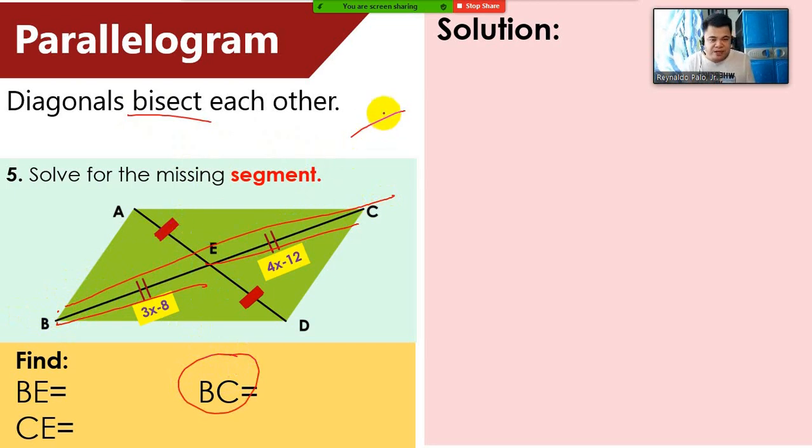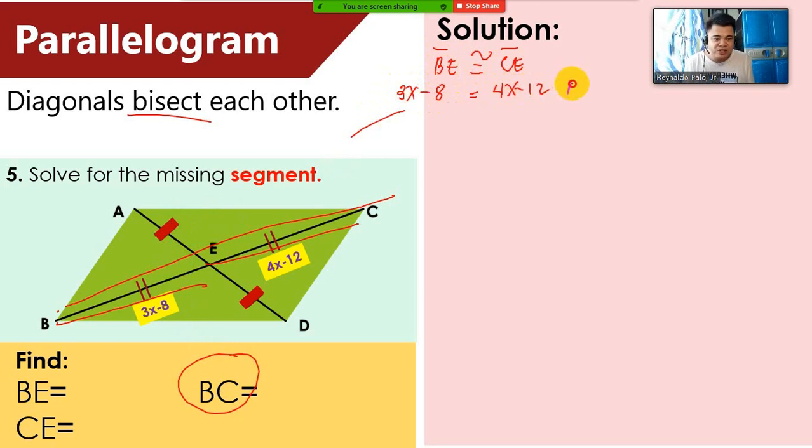So we have to state the congruence now that segment BE is congruent to segment CE. It's the same process as number 1 and 3. So the next thing is substitute the values. Segment B is 3x minus 8 equals 4x minus 12.